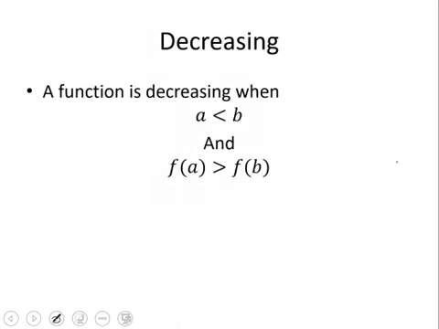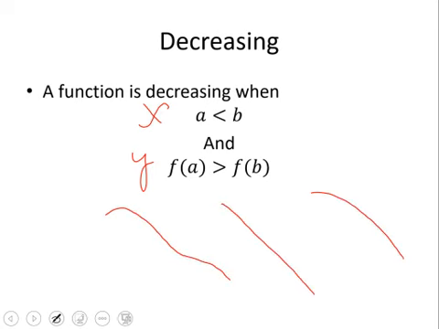Decreasing is just the opposite. As the x's increase, your y's are going to be decreasing, which would look like it's dropping. Nothing too complicated, but all those would be examples of decreasing. As the x increases, the y decreases, and the reverse is also true: if the x is decreasing, then the y has to be increasing. It's just the opposite of each other.